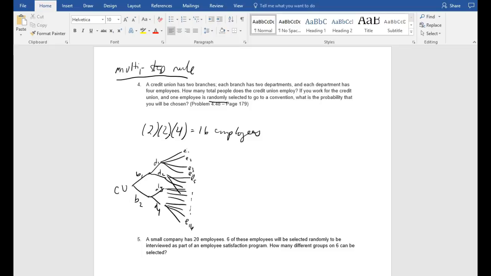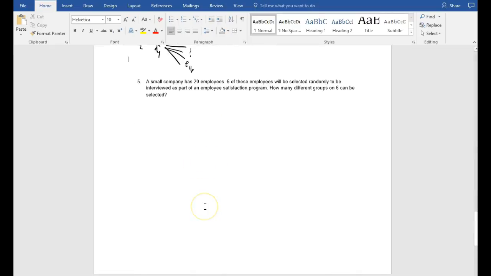So given that all of the sample space outcomes are equally likely, we pick out the number of sample space outcomes that are in the event. The event is us being chosen, so we're one employee, and then just over the total number of sample space outcomes, 16. So that's the probability of us being selected: 1 in 16. I'm not sure about the decimal, so we'll just say 1 in 16. So that's the multi-step rule, and then we'll get on to the combination rule.